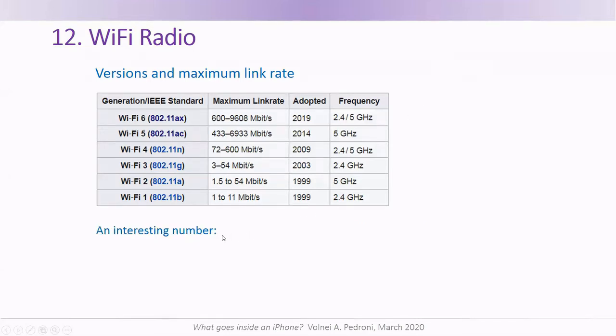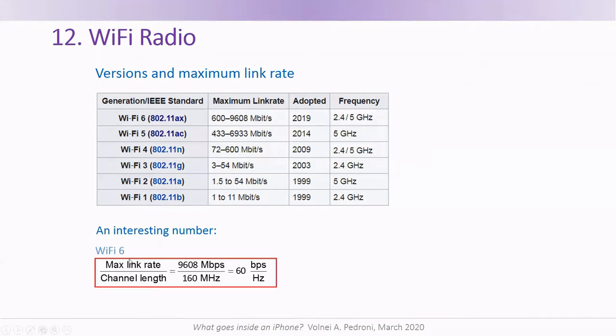An interesting number is obtained when we divide the maximum link rate by the channel length. For Wi-Fi 6, it is 9608 from up here by 160, and this gives 60 bits per second per hertz. It means that for each hertz of spectrum, we are downloading, in this case, 60 bits. Just for comparison, this number is already 40% better than the previous Wi-Fi version.